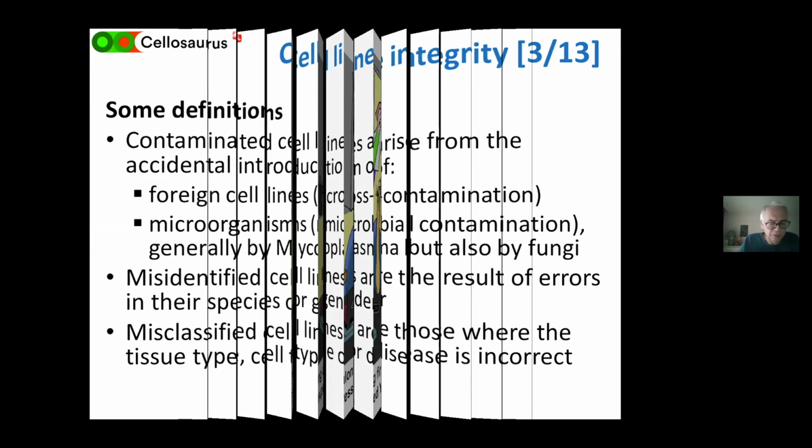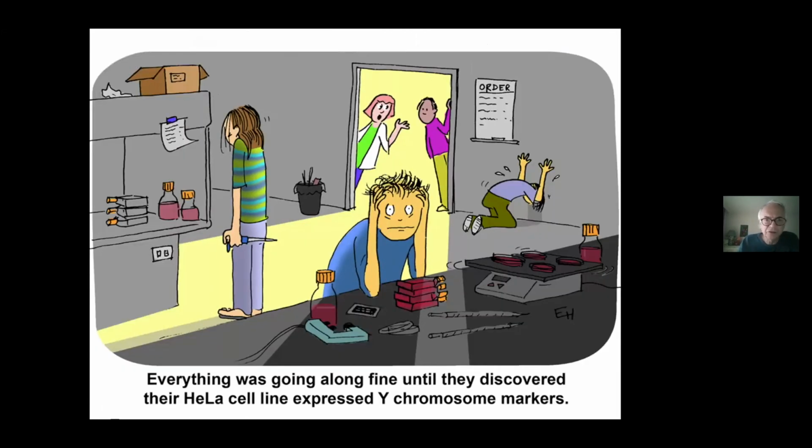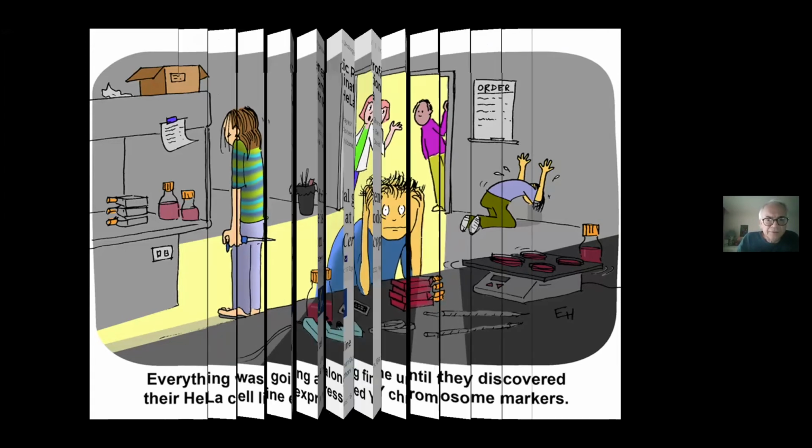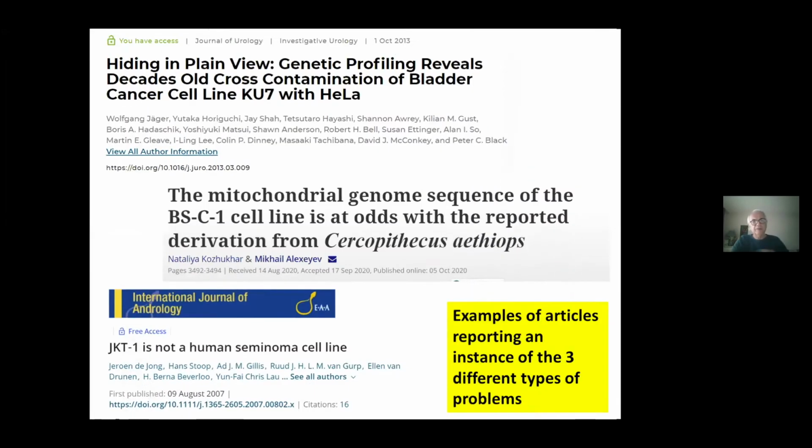Here, first, is a cartoon on a company's website showing that when people generally find out that their cell lines are contaminated, it can be a lot of grief. And here are three screenshots of titles of recent papers from the last 10 years. One is only 3 or 4 months old, which shows the 3 different types of problems.